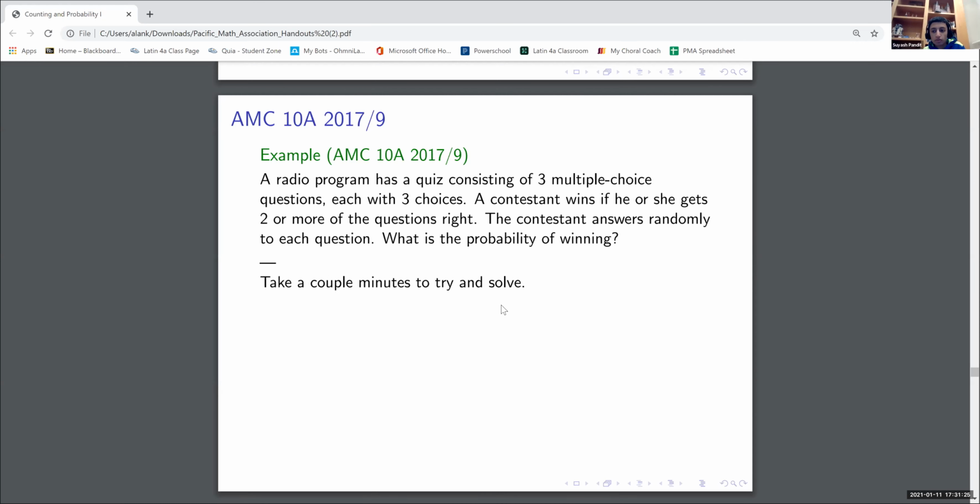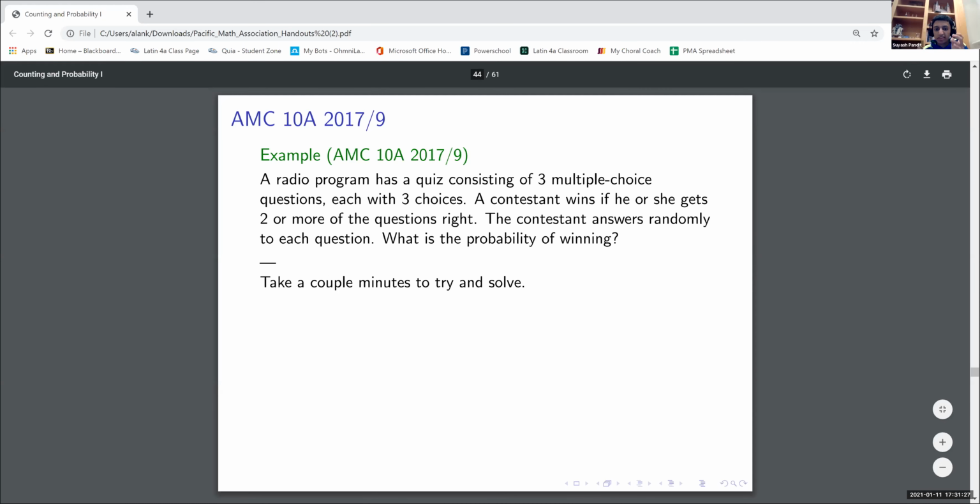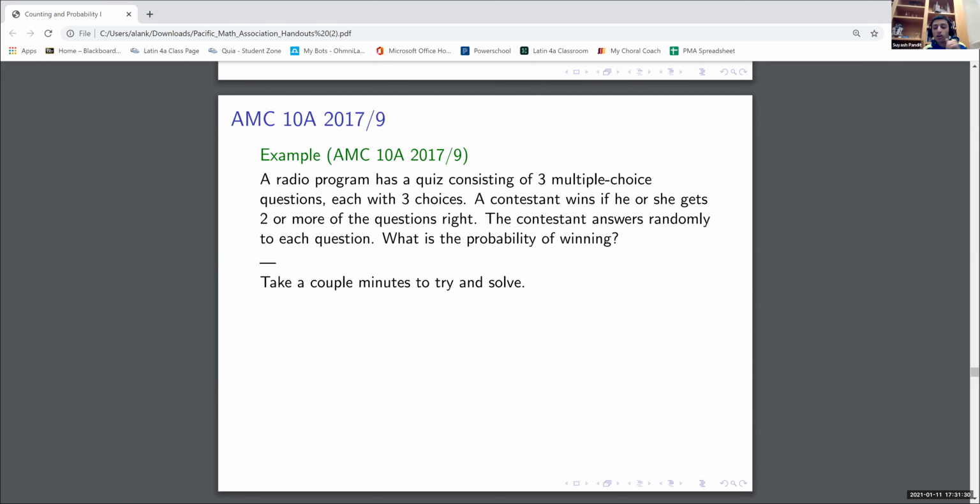This is one of those important problems that kind of sums up everything in this section. You have to consider all the cases. This is one of those cases where you add probabilities because, remember, these can't occur together. Either you get 2 of them right or you get 3 of them right. You can't have them both happen at the same time. But to find the probability of getting a question right, you're going to have to do some multiplication as well. That's right.